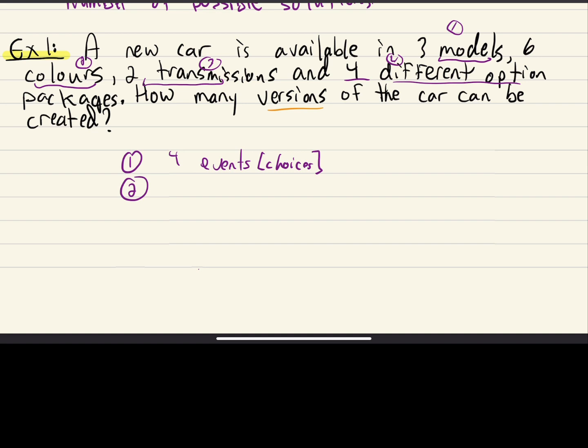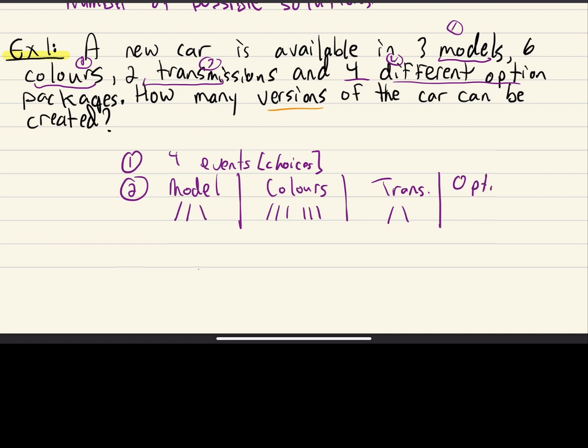So if I look at the first choice of models, I have 3 choices that come from there. Then if I look at the second choice of colors, I see that I got 6 color possibilities or choices from there. If I look at the number of transmissions, then I have 2 possibilities from here. And then if I look at the option packages, so I'll just write option over here, I can see that there are 4 possibilities or 4 options and choices that I can make.